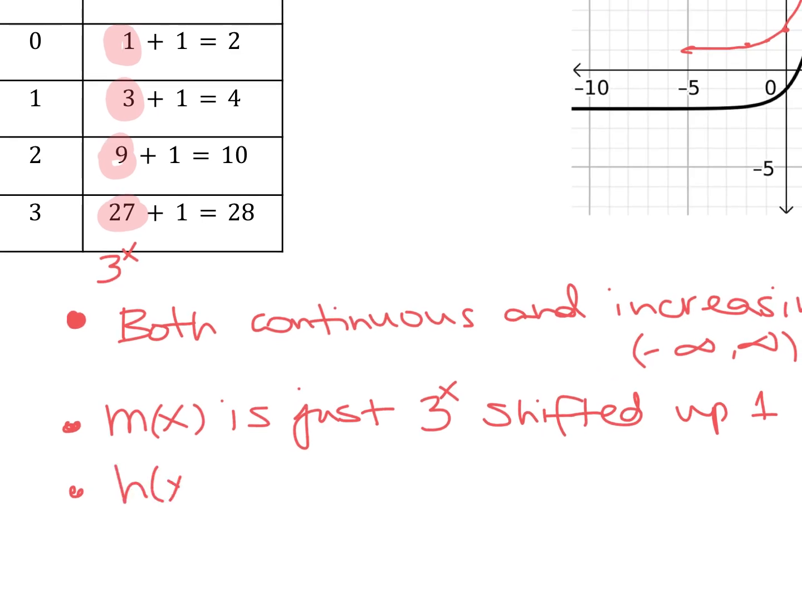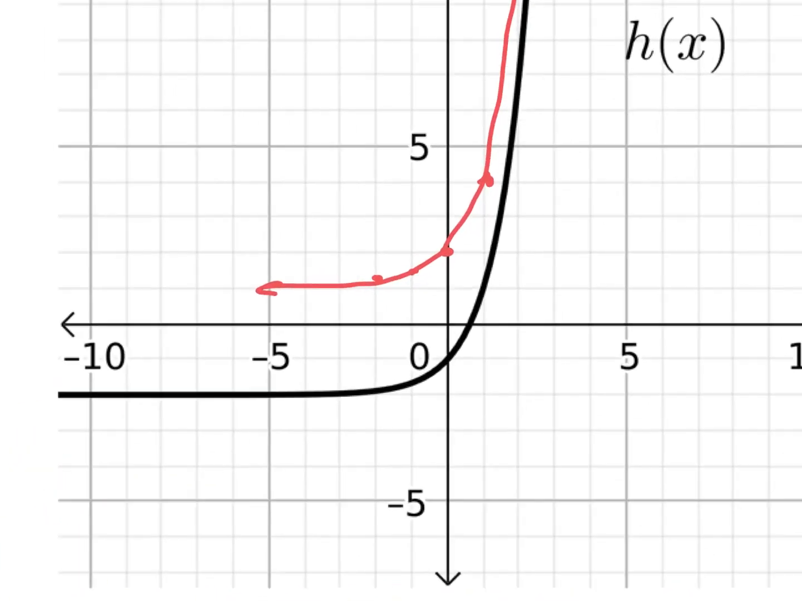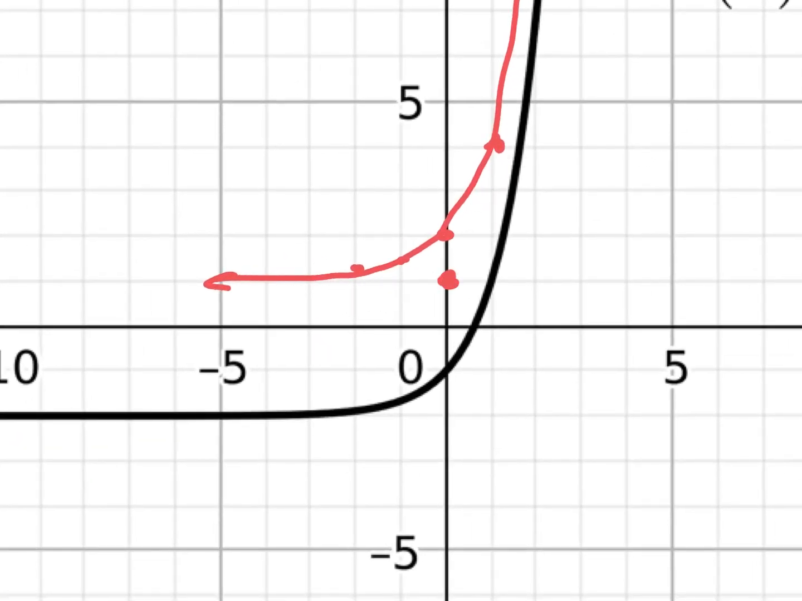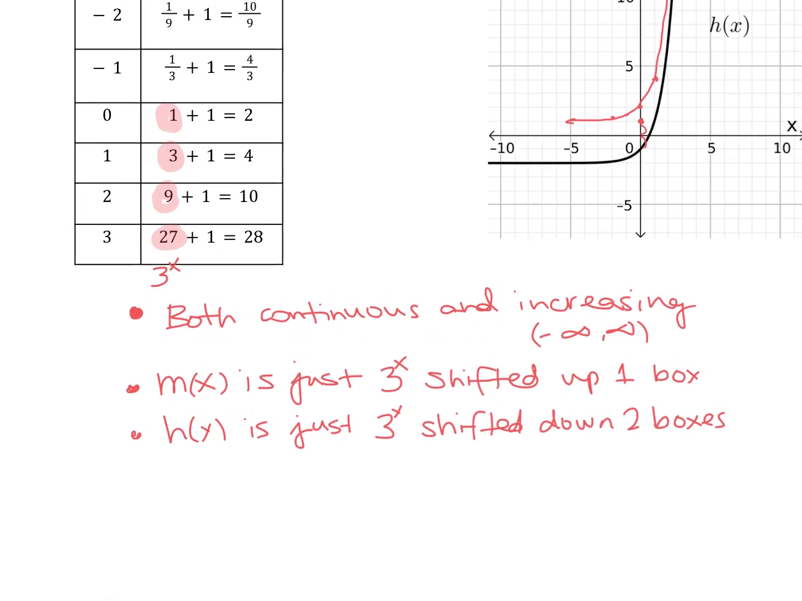h of x is also just 3 to the x power shifted, looks like it's shifted down how much? I think it's shifted down 2 boxes. Okay, and I'm going to zoom into the graph and check that now. So if 3 to the x power should have crossed here, yeah, so you see that? It's down 2.